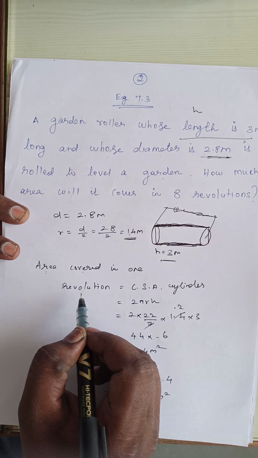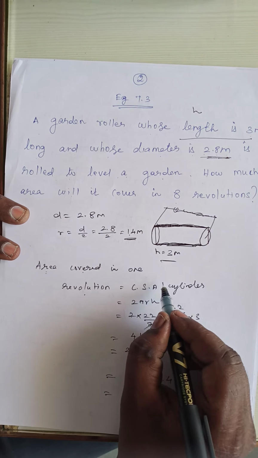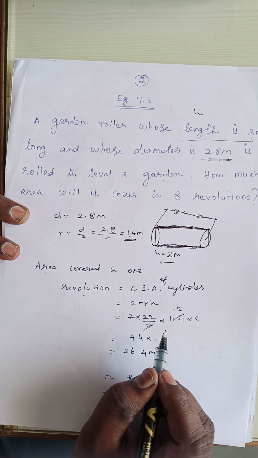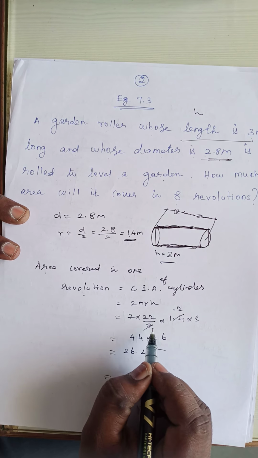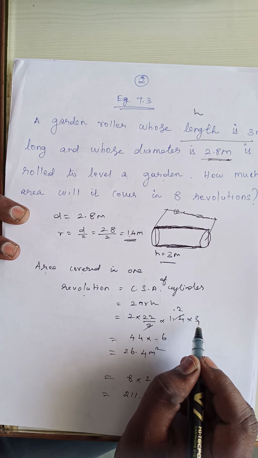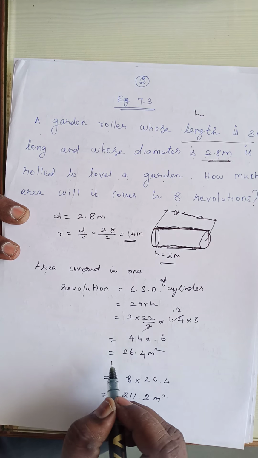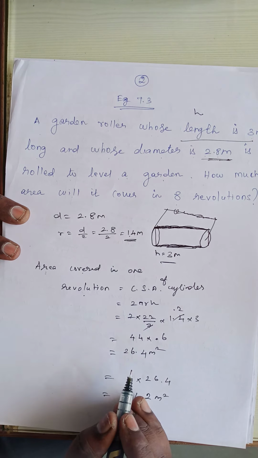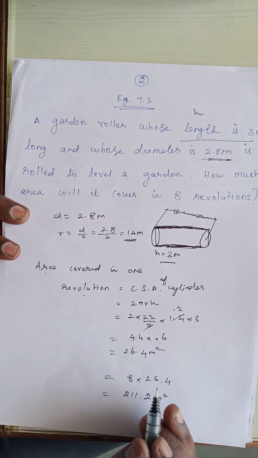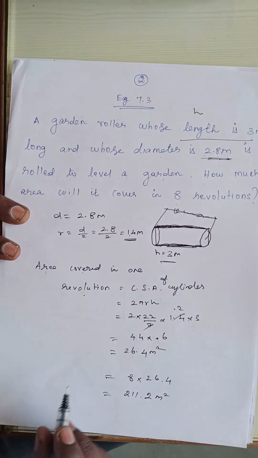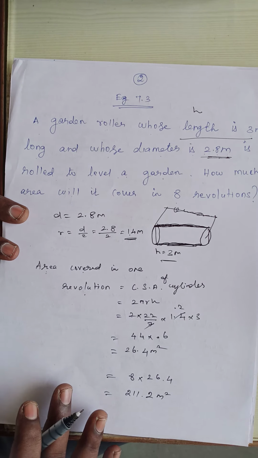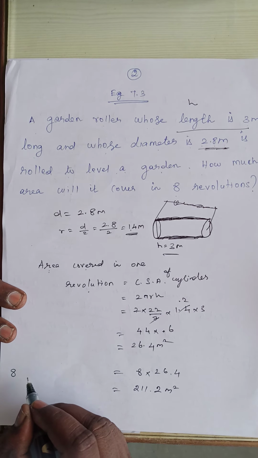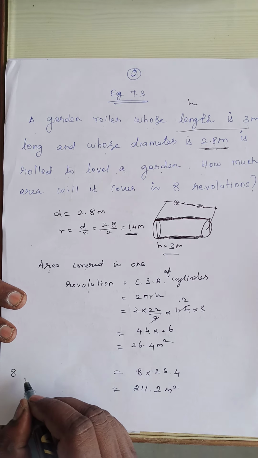So what's the formula? Area covered in one revolution is equal to CSA of a cylinder. The formula will be 2 pi RH. 2 into 22 by 7 into 1.4 into 3. You have to cancel this one, then get 44 into 0.6. You should multiply and get 26.4 meter square. Again, it is for one revolution, and for 8 revolutions.